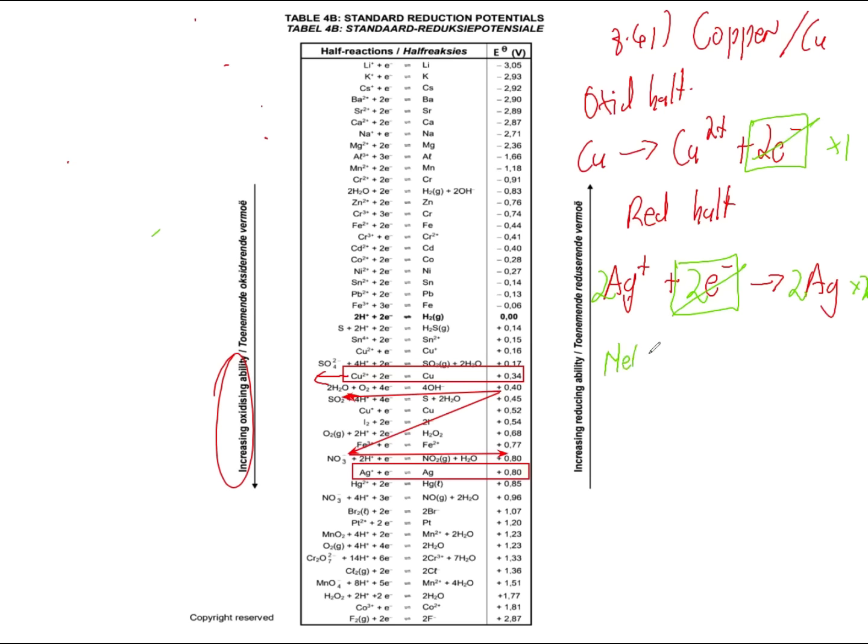So for the net cell, it's Cu plus 2Ag+ to give us what? Cu2+ plus 2Ag. And that's what we have there. That's the net cell reaction. Nice. Awesome. Okay.